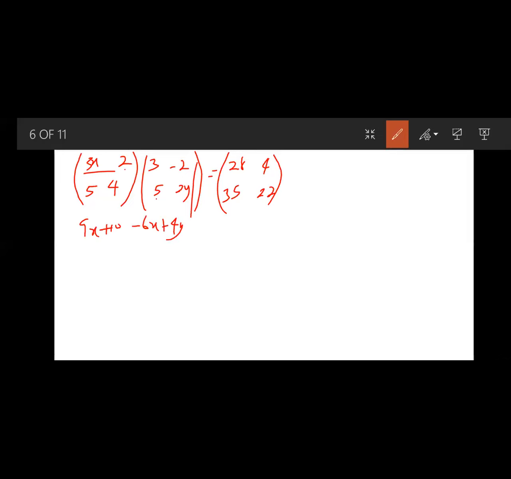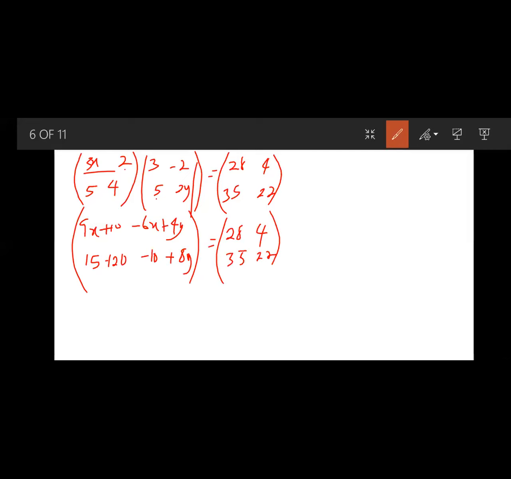If you go down, 5 times 3 is 15. 4 times 5 is 20. So the next one, 5 times minus 2, that's minus 10. 5 times 2, 8y. So it equals 28, 4, 35, 22.